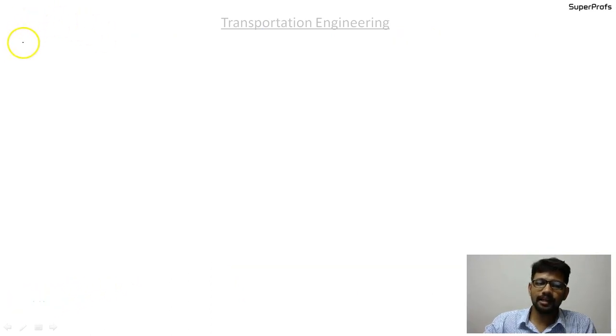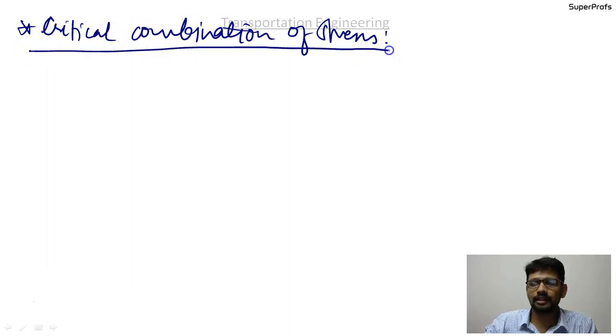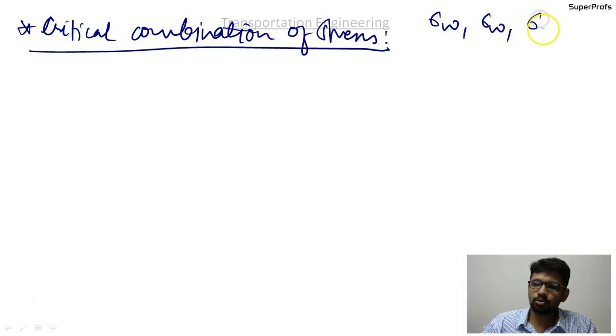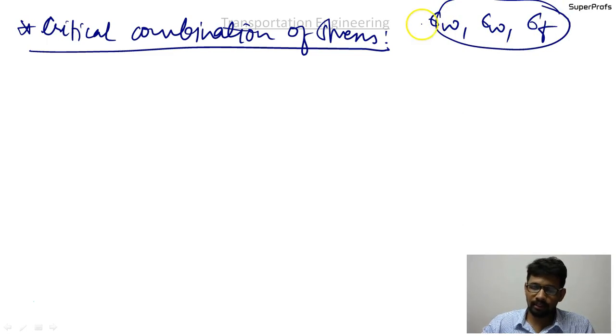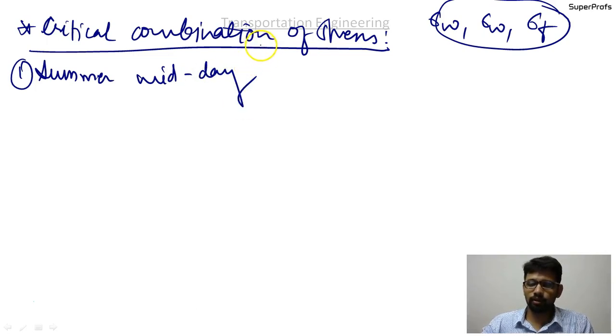Okay, so please write down the critical combination of stresses. We have discussed the three types of stresses: the stresses due to wheel loads, stresses due to warping, and the stresses due to friction. So what will be the critical combination of these stresses? In the summer midday, the critical stress is for the edge region.